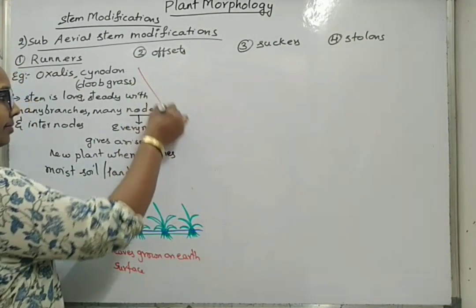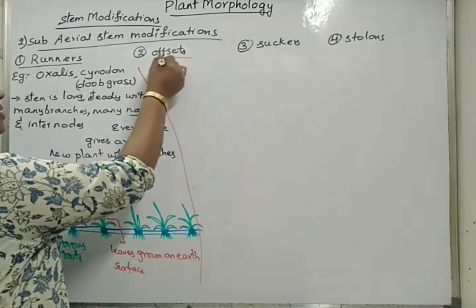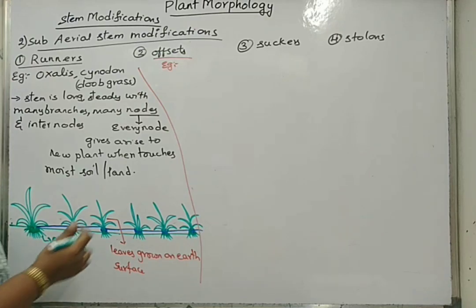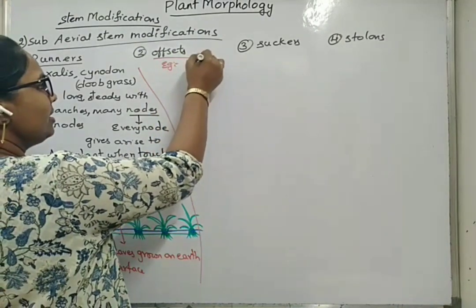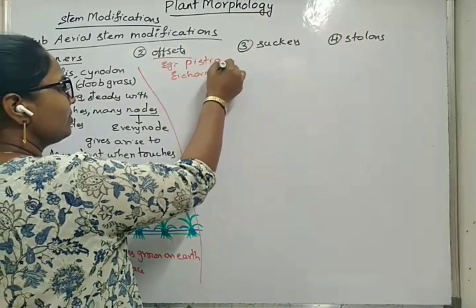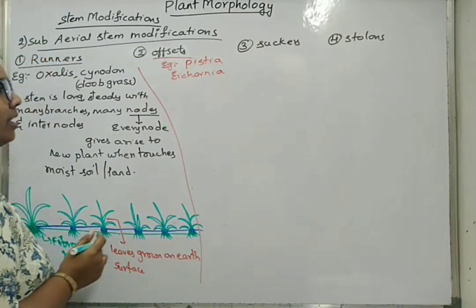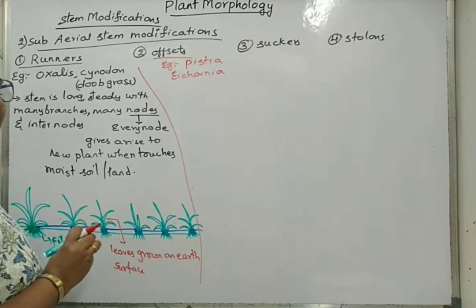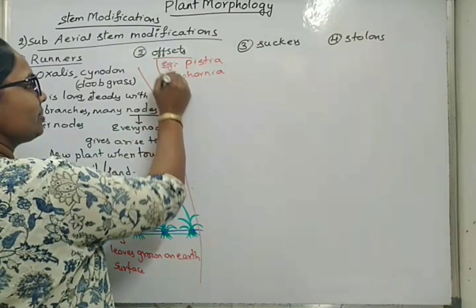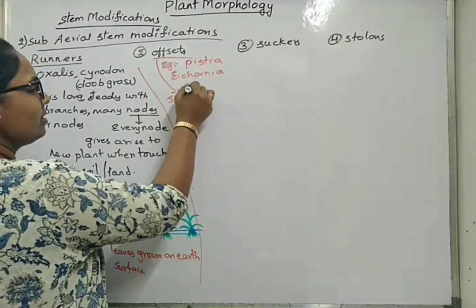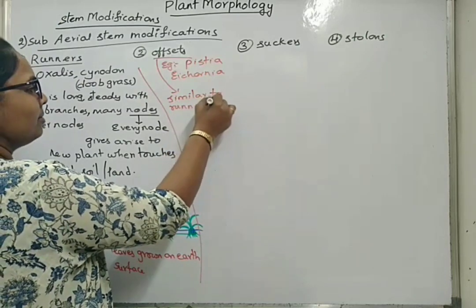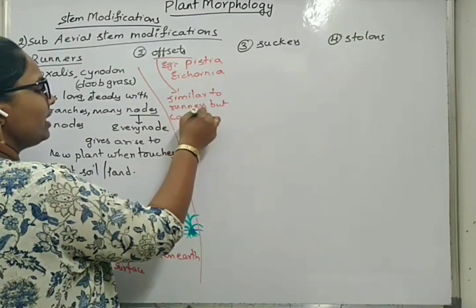Next, about offsets. Examples of plants under offsets are Pistia, Eichhornia, etc. So here, how can we say offsets in a sentence? These are similar to runners, but completely aquatic plants.